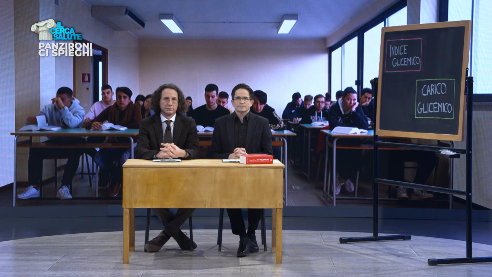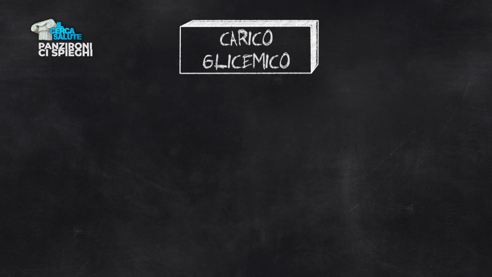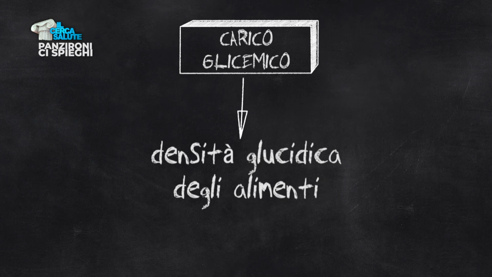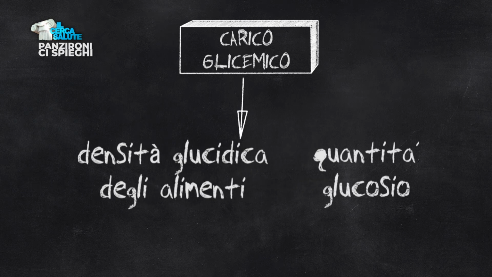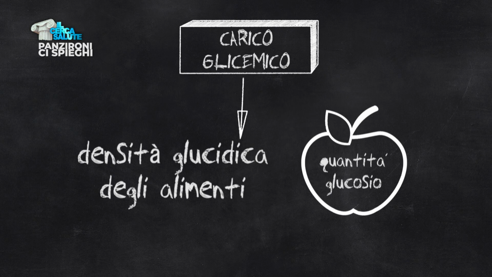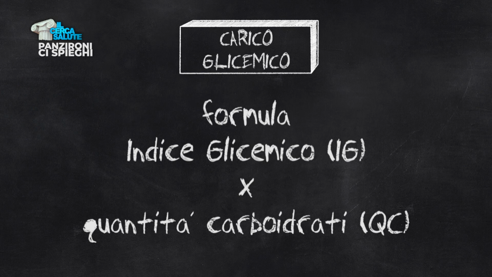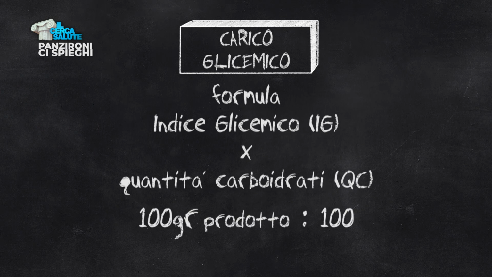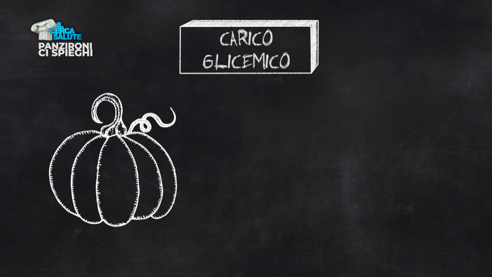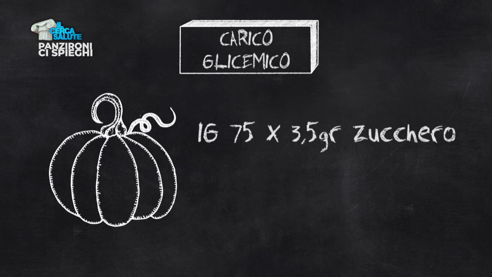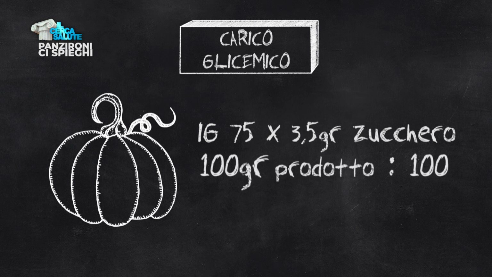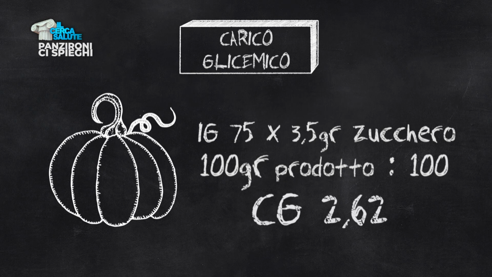Let's see it together. Glycemic load allows us to assess the glucose density of foods, that is, the amount of glucose present in the individual food. It is calculated using the following formula: glycemic index times the amount of carbohydrates per 100 grams of product, divided by 100. Taking pumpkin as an example: glycemic index 75 times 3.5 grams of sugar per 100 grams of product, divided by 100. The glycemic load of pumpkin is 2.62.